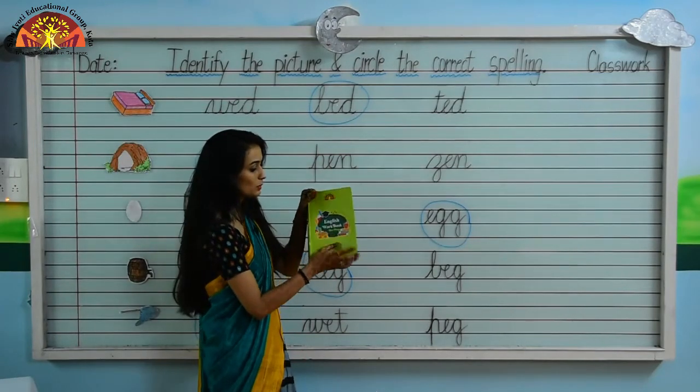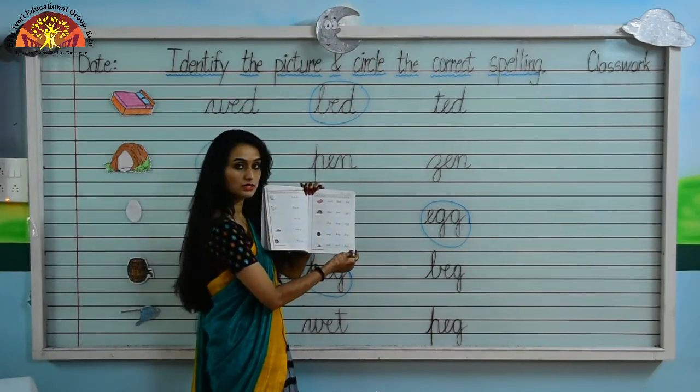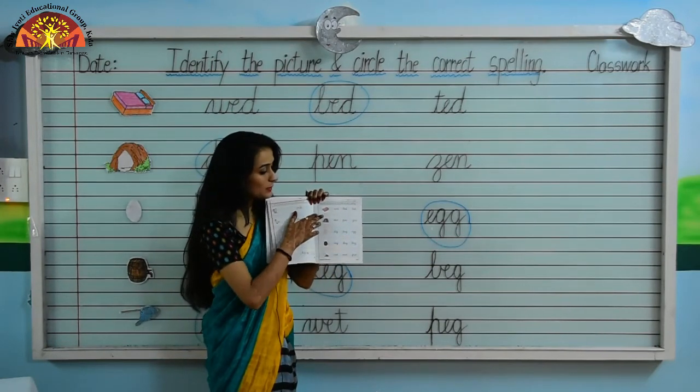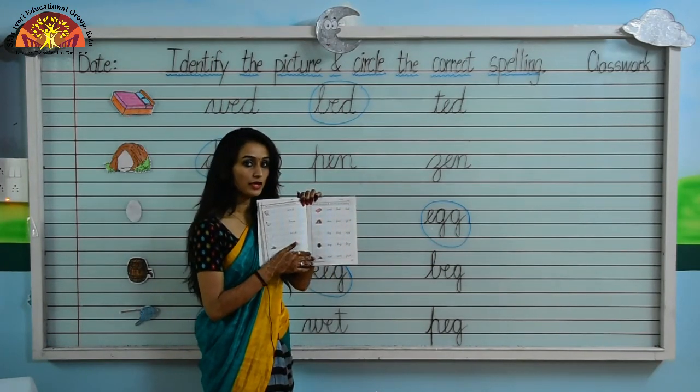In your English workbook on page number 47 and 48. Kids, color the pictures very beautifully, okay?